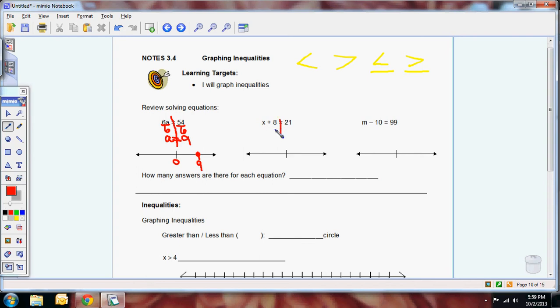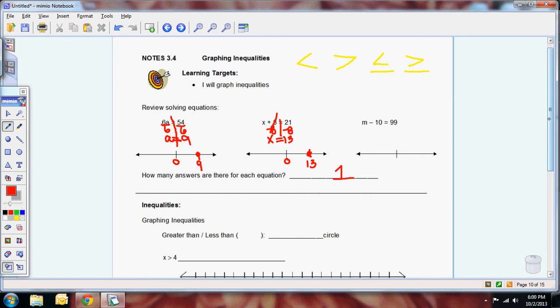Okay? Same thing with this one. To get x by itself, we would subtract 8. So we would get x is equal to 13. And if we were to mark that on our number line, again, here are the positives, here are the negatives. So 13 would be about here, and it would be on this point on the number line. So how many answers did you get? For equations, there's only one answer, and exactly one answer.